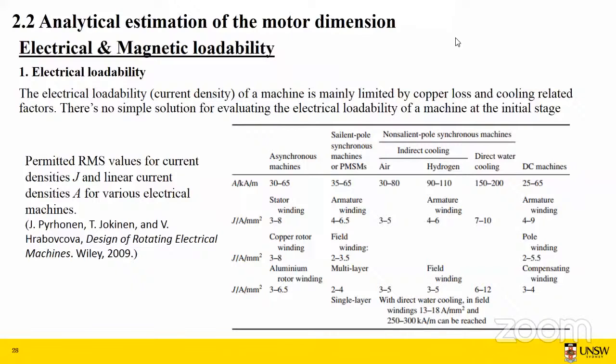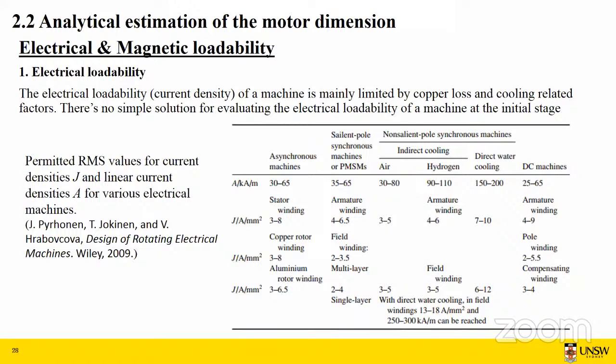But people summarized from previous studies and engineering experience, and they summarize the values in this table. These are the typical values of linear current density, in kiloamps per meter, and current density, in amps per millimeter squared, for different types of machines with different cooling solutions. Like I said, these values are very good and handy to be used in conventional motor designs.